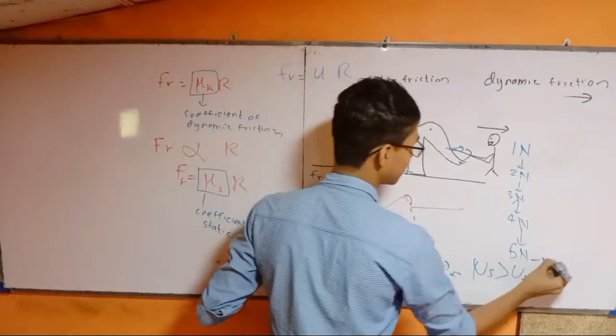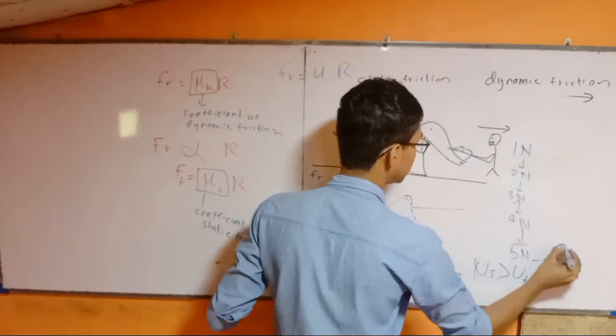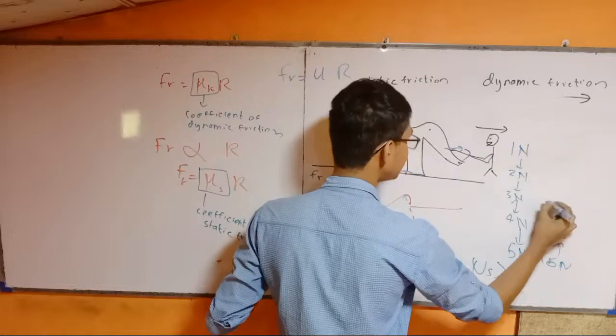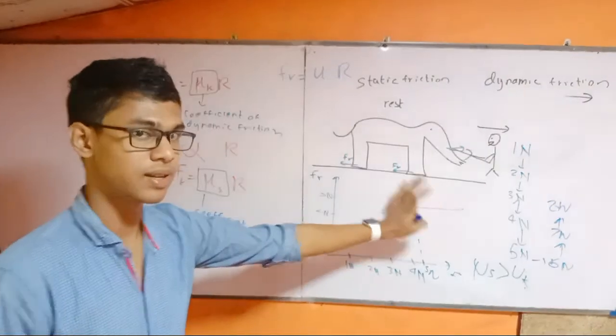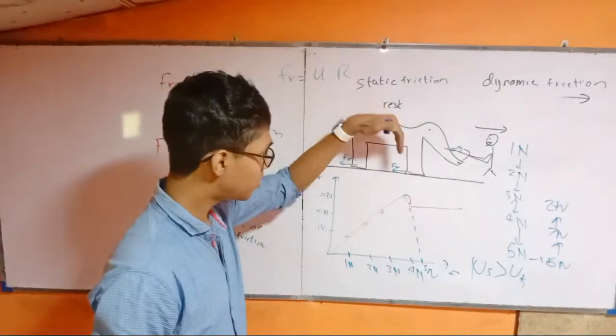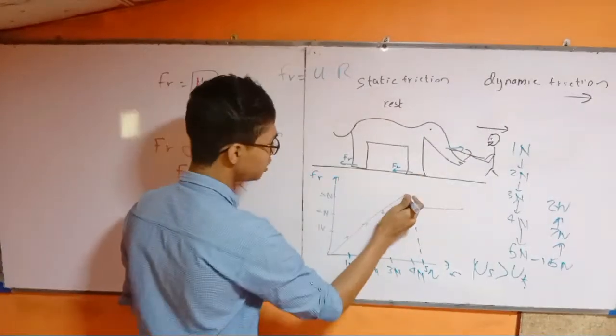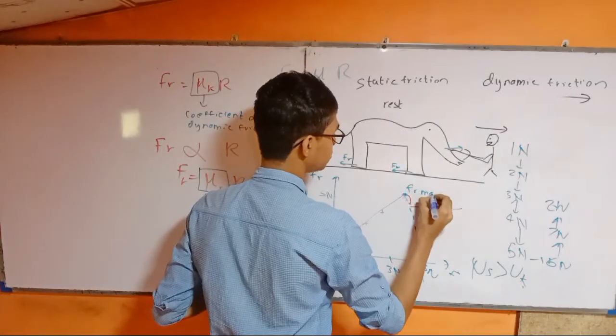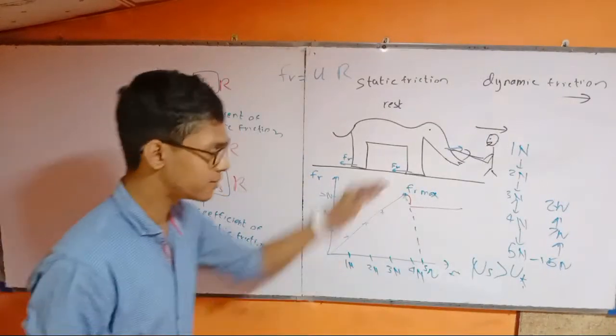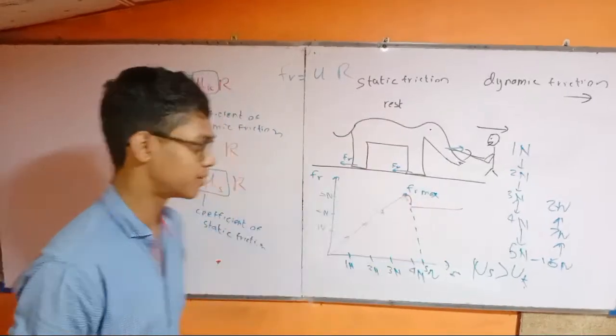He's going to then apply 6 Newtons, 7 Newtons, 8 Newtons. Doesn't matter. The friction is going to stay constant after a certain maximum friction. This point is called Fr max. Then it's going to suddenly reduce and then go constant.